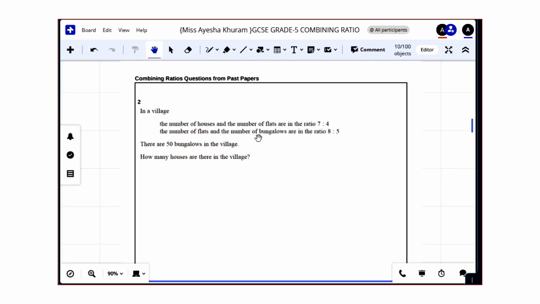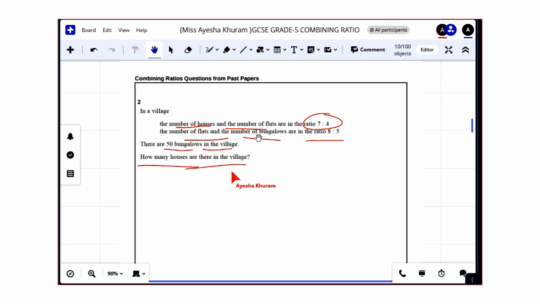Okay, let's do question number 2. He said that in a village, the number of the houses and the number of the flats are in the ratio 7:4, and the number of the flats and the number of the bungalows is 8:5. So we have part A: there are 50 bungalows in the village, and then how many houses are in the village? So let's figure it out.